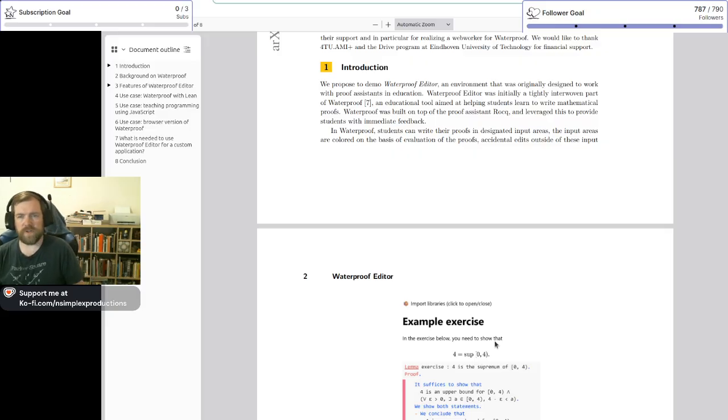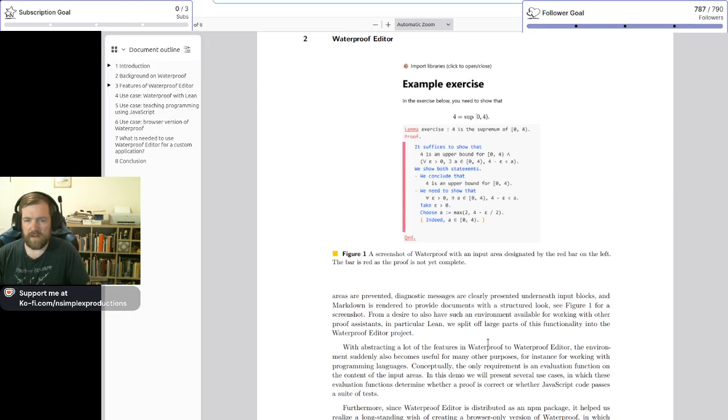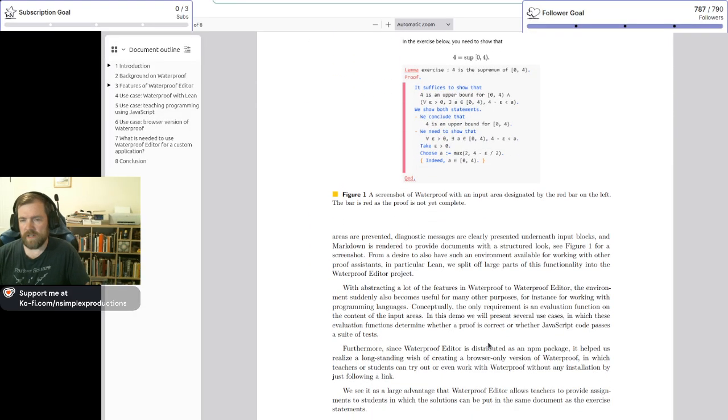In Waterproof, students can write their proofs in designated input areas. These input areas are colored on the basis of evaluation of proofs. Accidental edits outside of these input areas are prevented. Diagnostic messages are clearly presented underneath input blocks, and Markdown is rendered to provide documents with a structured look. See Figure 1. From a desire to also have such an environment available for working with other proof assistants, in particular Lean, we split off large parts of this functionality into the Waterproof Editor project.